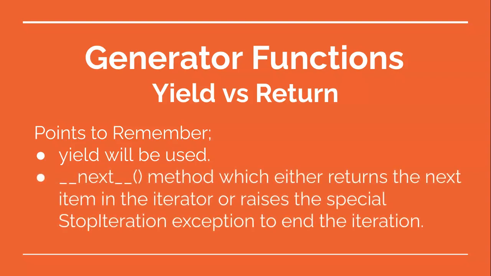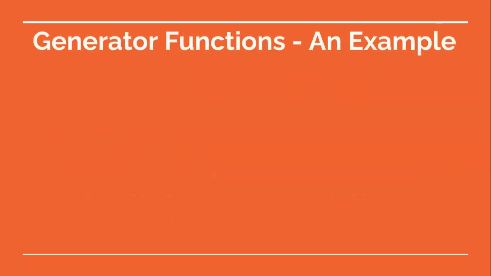Generators are closely bound up with the iteration protocol. Iterable objects define a next method which either returns the next item in the iterator or raises the special StopIteration exception to end the iteration. An object's iterator is fetched with the iter built-in function. Let's have a look at an example for functions.